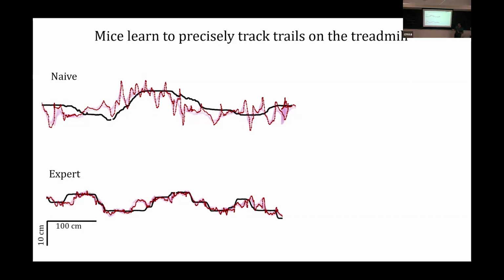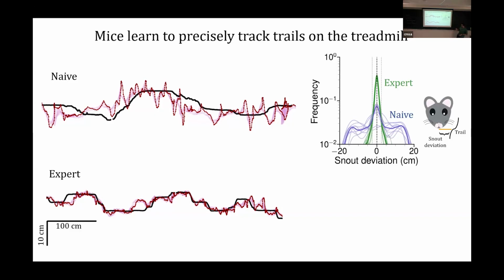Over about... okay, cool, thank you. So over sessions, essentially the animals become much better. What you can see is that the animal is now following the trail with more fidelity on some plane. This can be quantified if you just measure the distance of the snout to the trail.